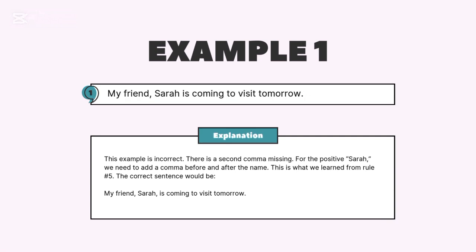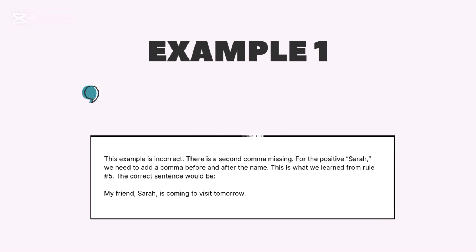This example is incorrect. There is a second comma missing. For the appositive Farah, we need to add a comma, as we learned from Rule 5. And here is the corrected sentence.